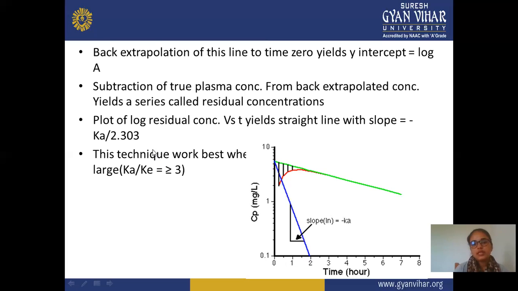This technique works best when Ka/Ke is more than 3 or approximately 3. So when we administer the drug, the concentration starts increasing, and we draw this line, and there is one slope form. This is the slope, equal to -Ka, and this is the area of extrapolation, plotting time in hours against plasma concentration in mg per liter.